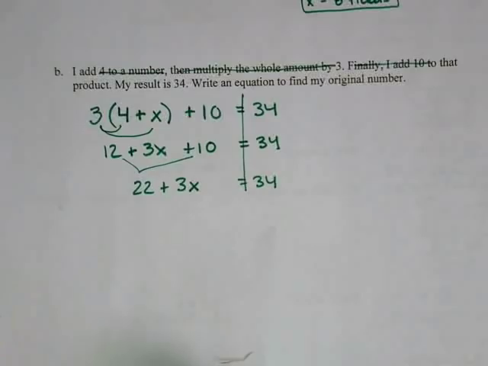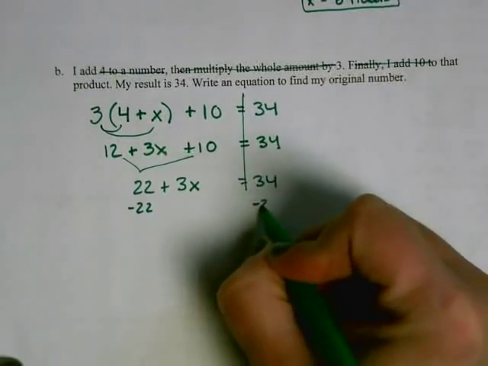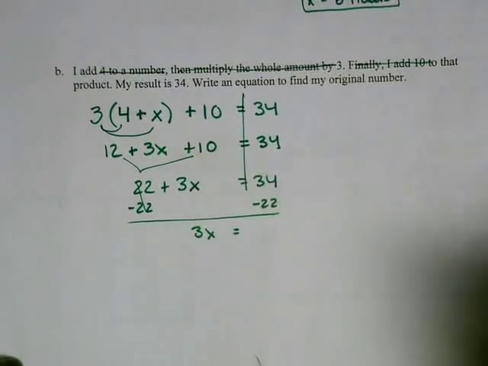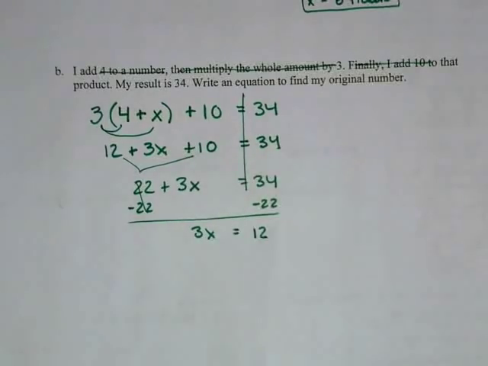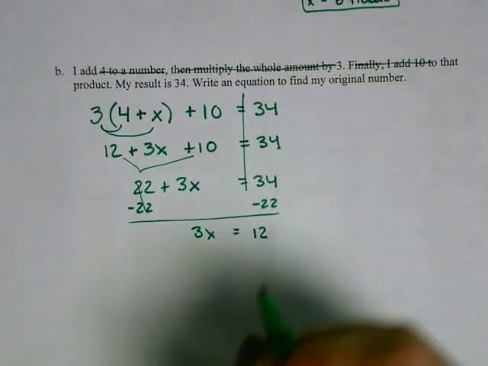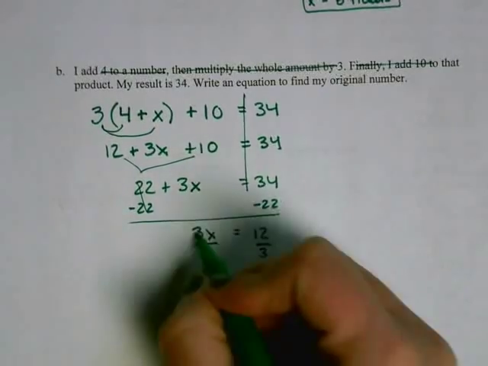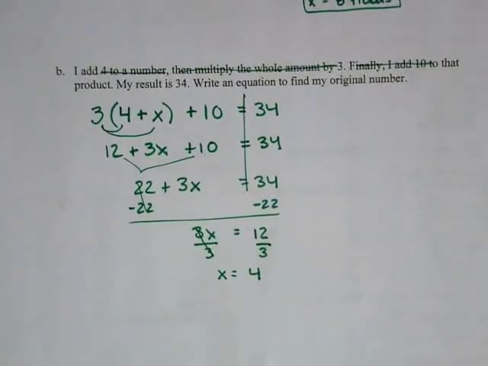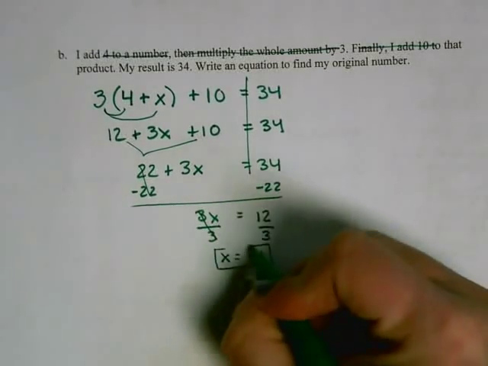What can I do on both sides to start getting the variable by itself? Take away that 22. 3x equals, and 34 minus 22 is going to give me 12. And then I can divide both sides by 3. That goes bye-bye, and you get that x equals 4. For what? Did we have a unit for this? No, it was just kind of a mystery number. So our x, our mystery number, just started out being 4.